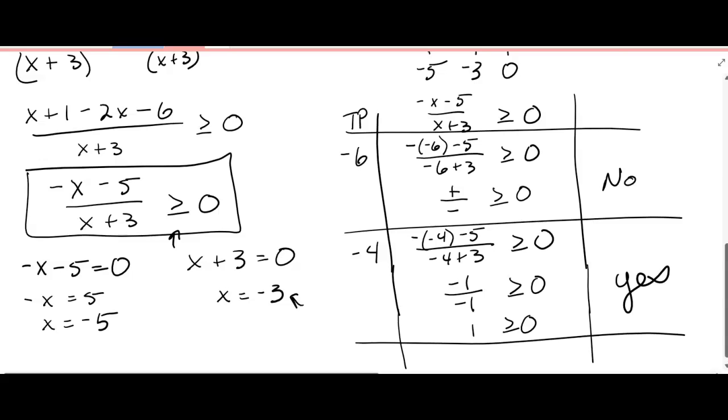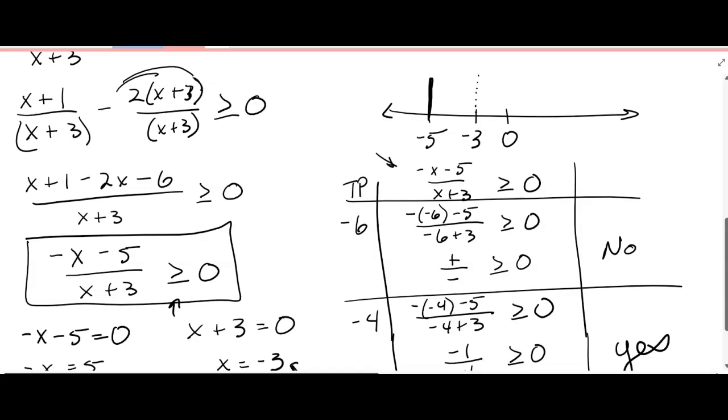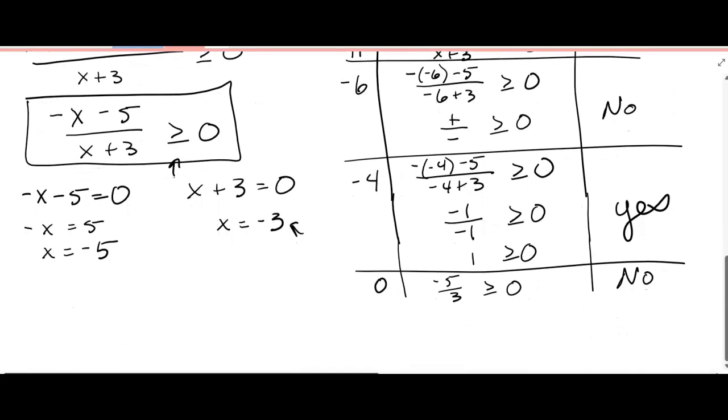And then what about something greater than negative 3? Let's just pick 0. You're going to have negative 5 over 3. Because I'm putting in 0, right, for x. So think about it here. X's are going to 0. Is that greater than or equal to 0? No, because it's negative. So, okay, so we just get the section in between, right there, between negative 5 and negative 3.